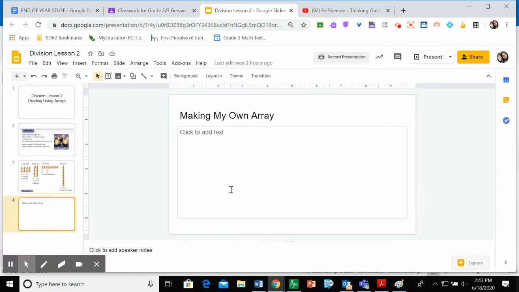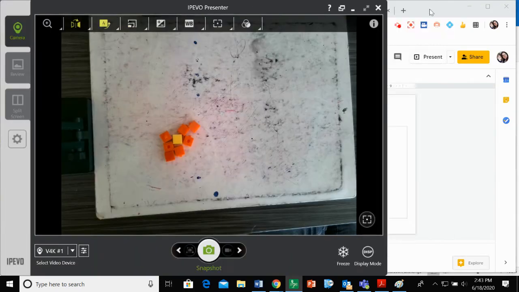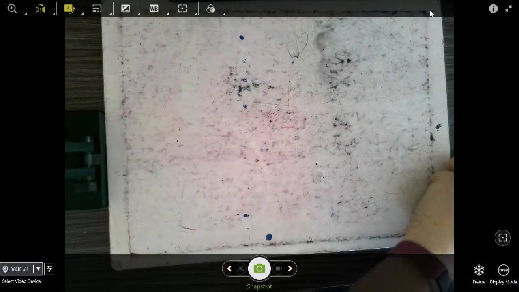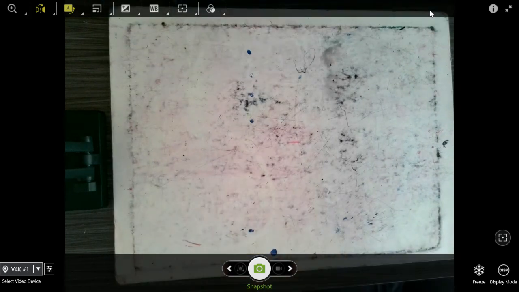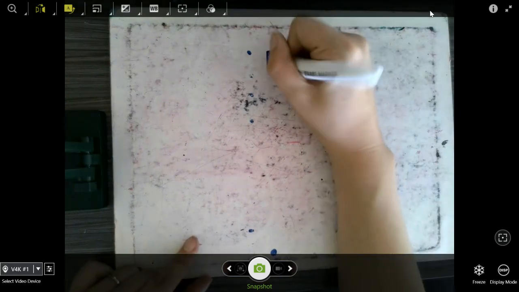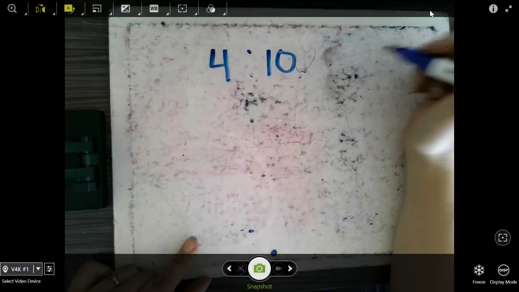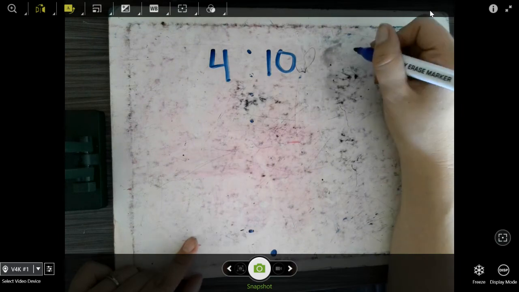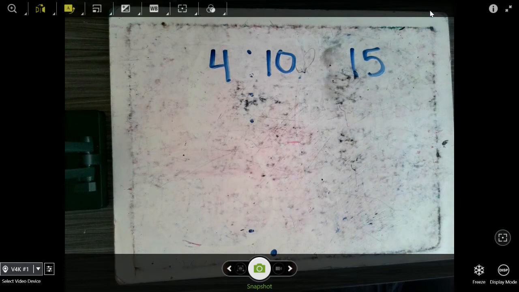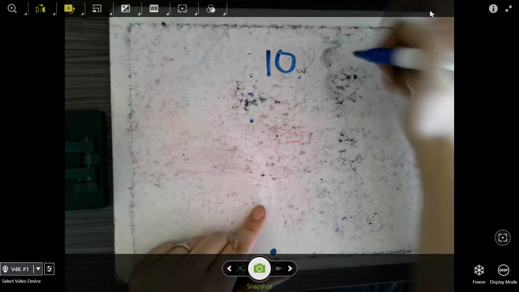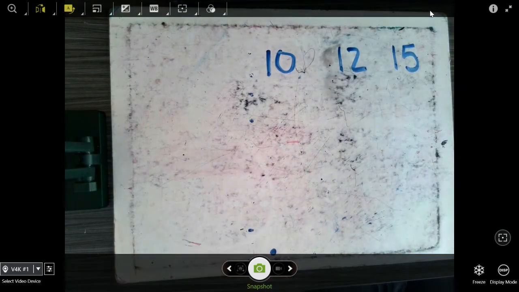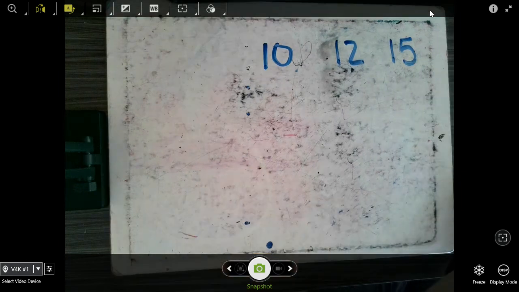All right, so now your job is actually to make your own array. Do you remember when we started multiplication and you got some items that were the same? Some people used money, some people used cards at home. So your choices, you have to choose a number. Let's not do 4, 4 is too easy. 10, 12, or 15. And you have to find 10 of one item, 12 of one item, or 15 of one item.